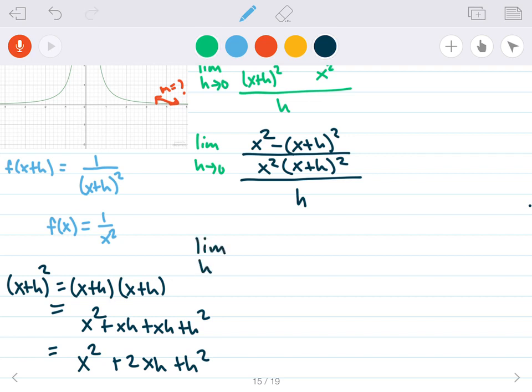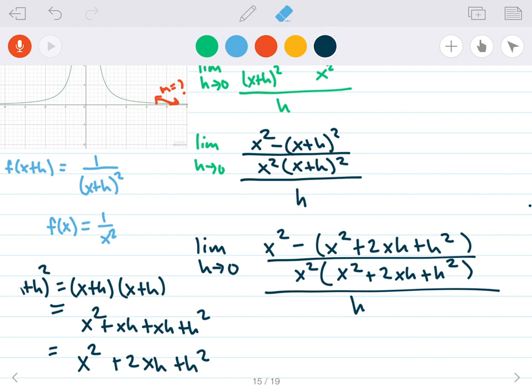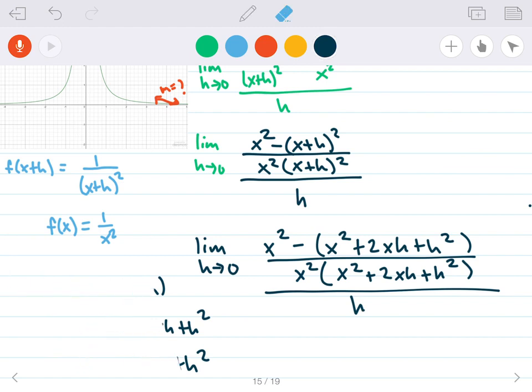So I have the limit as h goes to 0 of x squared minus x squared plus 2xh plus h squared, all divided by x squared times x squared plus 2xh plus h squared, all divided by h. Okay, so this kind of looks like a mess, but that's okay. Let's go ahead and erase some stuff so we have more room.